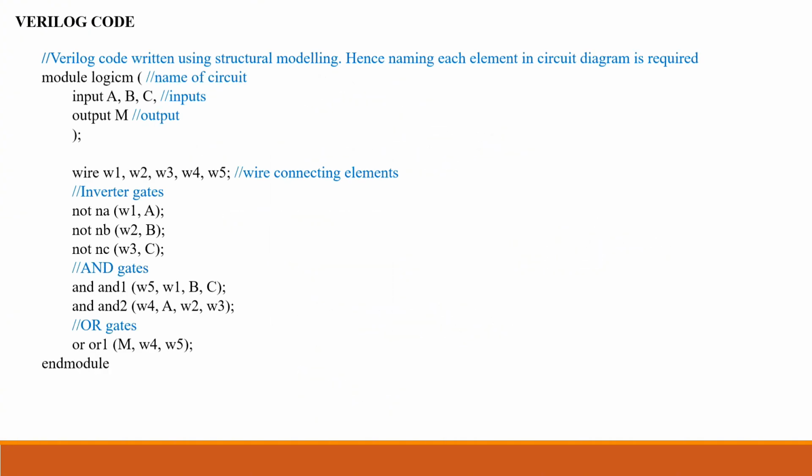Now, the type of Verilog code we use is structural modeling. That is why we have named each element in the circuit diagram. The name of our module is logic M, with the inputs A, B, C, and the output M.